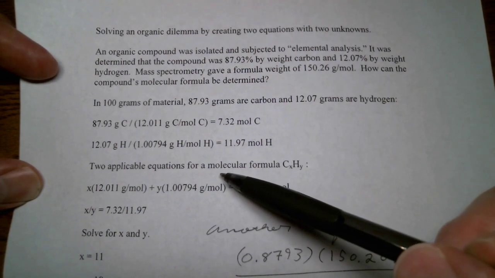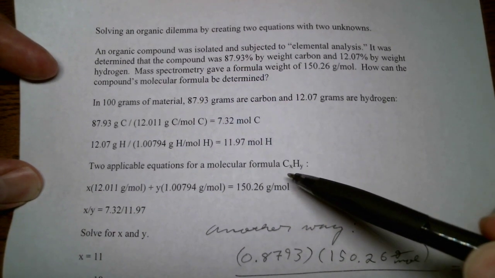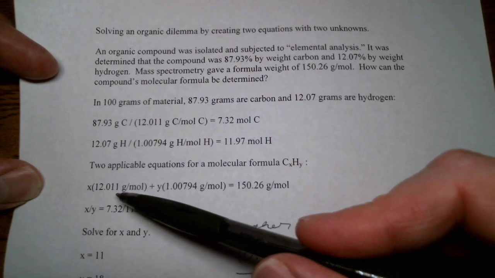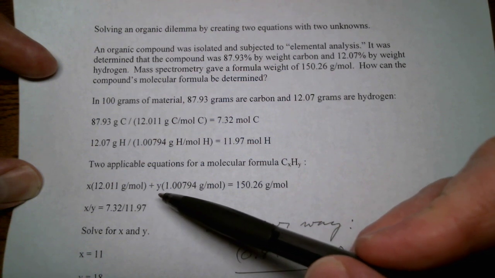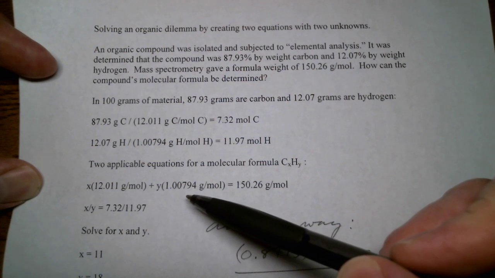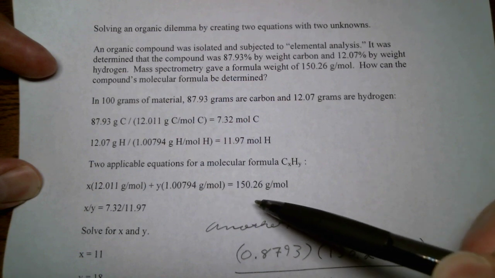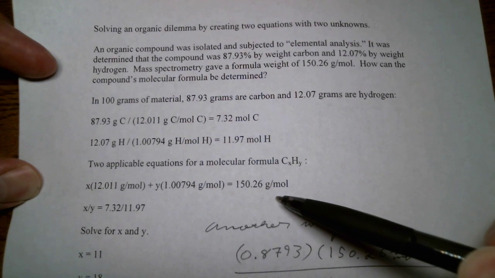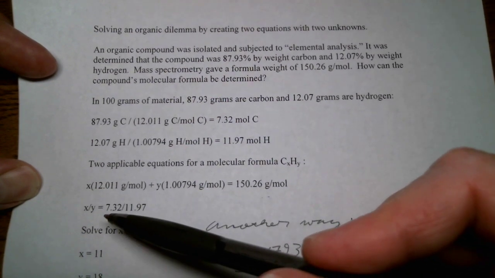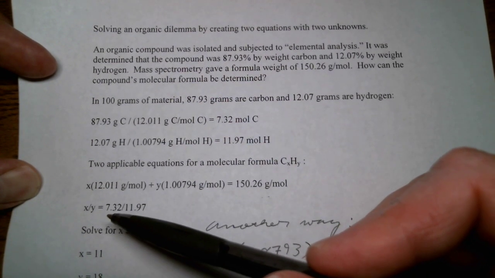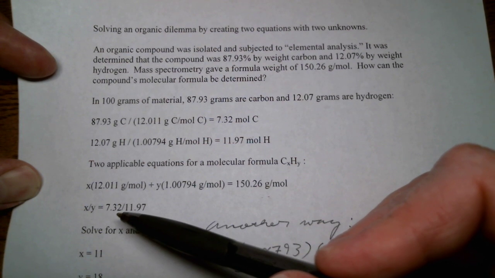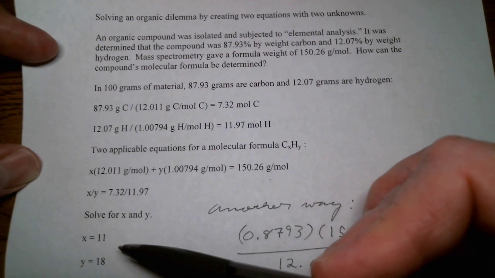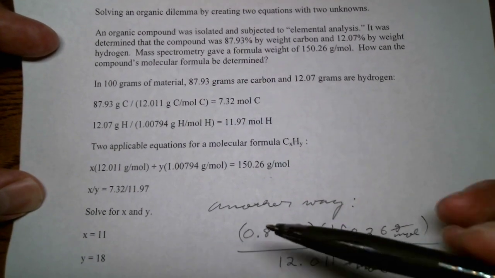Then you could create 2 applicable equations for the formula of your compound, CxHy. You would know that x times 12.011 grams per mole plus y times 1.00794 grams per mole would give you the formula weight of your molecule, 150.26 grams per mole. And you know the ratio of x to y would be the ratio of the number of moles of carbon to the number of moles of hydrogen. Then you simply solve for x and y, and you should get x equals 11 and y equals 18.